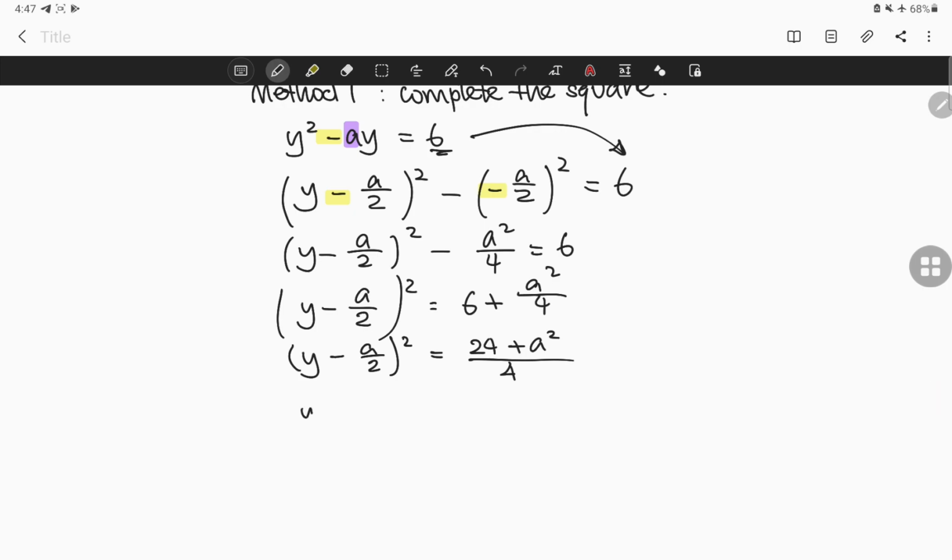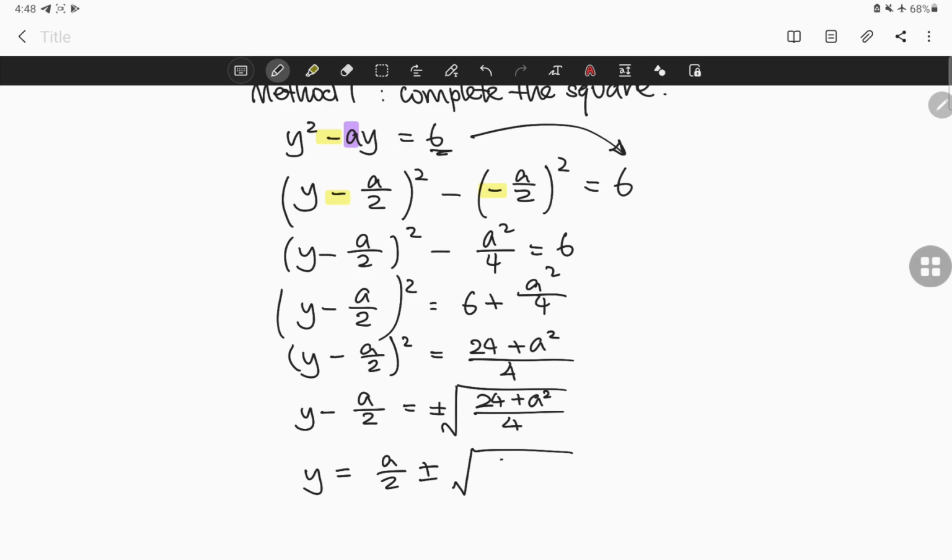Next, we just need to square root both sides of the equation like how we did question 2, question 5, and question 7. Just square root both sides and remember your plus minus sign. This is what you will get. We can then add a over 2 on both sides of the equation, and we will be able to get this. Ta-da! So this is your answer for y.